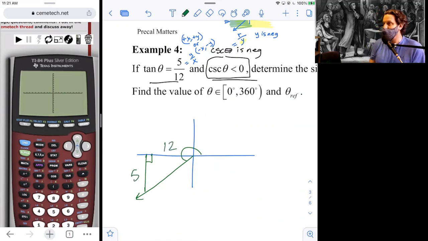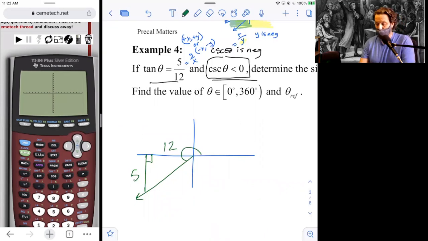Now, if you label that as 5 over 12, the tangent ratio is going to come out to be 5/12, but is that correct? This is what students tend to miss. And it's easy to miss because, again, in geometry, you had to have positive lengths, right? But we're doing coordinate geometry.